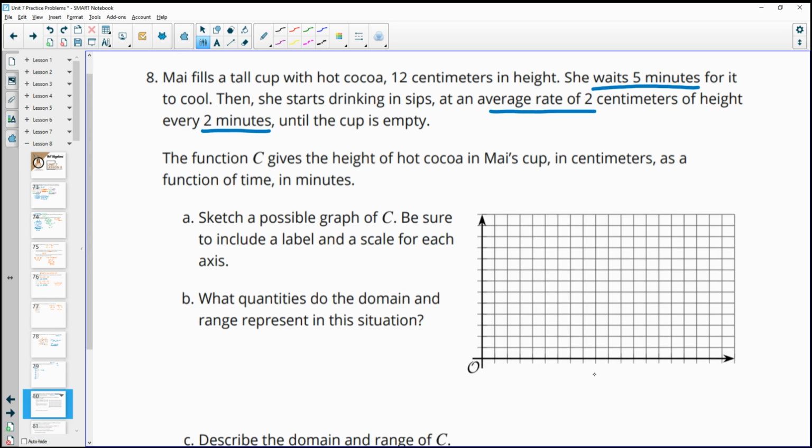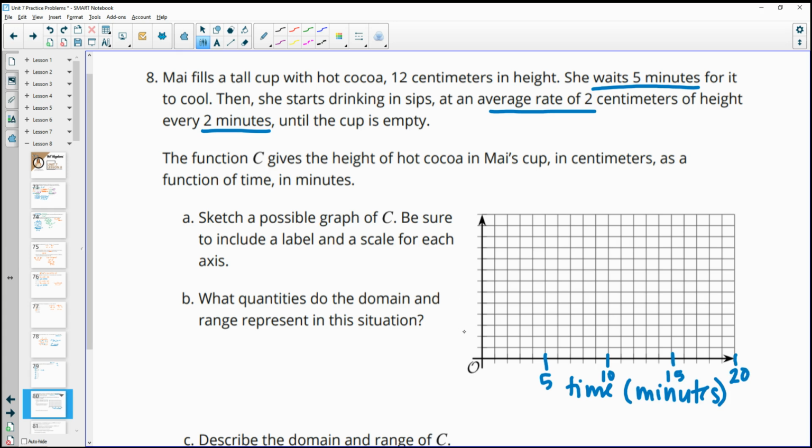So if we count this bottom axis, which is going to be our minutes, right? So this is going to be our time in minutes. We find out that there's 20 blanks here. So I'm just going to count by ones. So this is 5, 6, 7, 8, 9, 10. And I'm just going to label every 5. 11, 12, 13, 14, 15, and then 20.